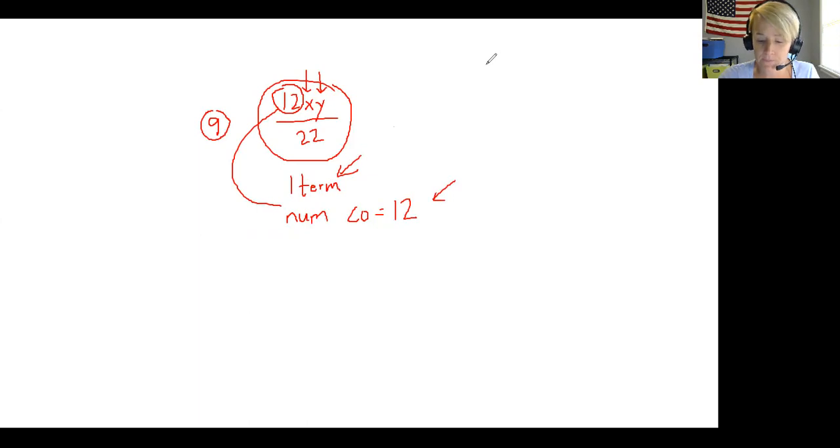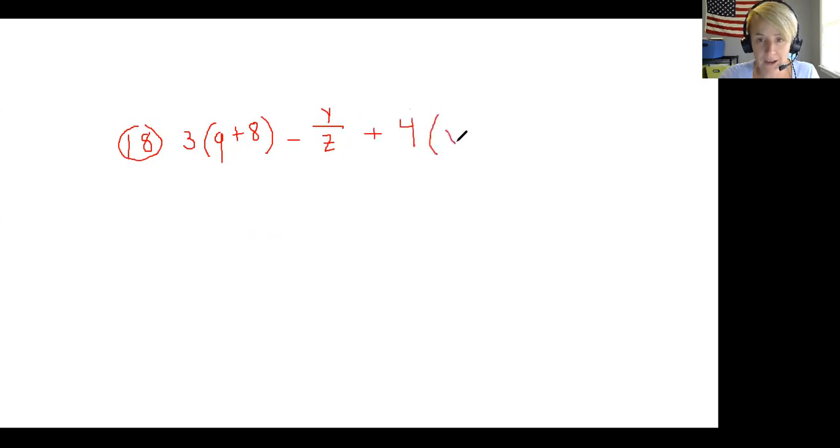Let's solve another one. We will also solve number 18 from this group. 18 is a little bit more complicated, so let's look here. It says 3 multiplied by q plus 8 subtracted by y divided by z, that quantity y divided by z, added to the quantity of 4 multiplied by v plus 3. So I want you to stay with me a little bit on this one.